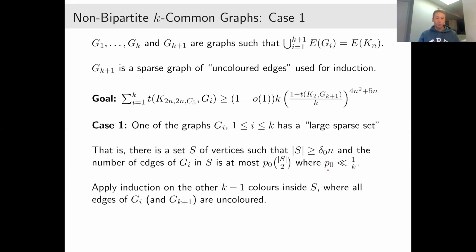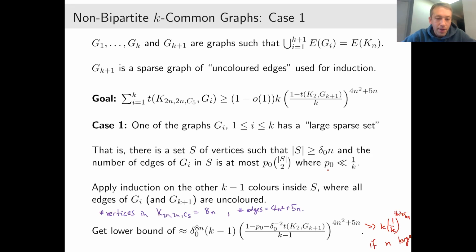Remember we had this set of uncolored edges, G_{k+1}. Now we're going to zoom in on the set S, and we're going to view the colors of G_i as also being uncolored, so they get incorporated into the uncolored set. So how many copies do we find? I claim that we get a bound like this, as long as the parameters are chosen correctly, which is, again, a bit technical.